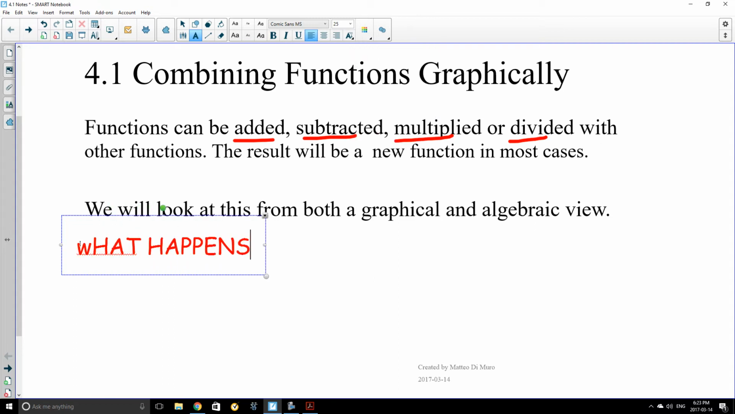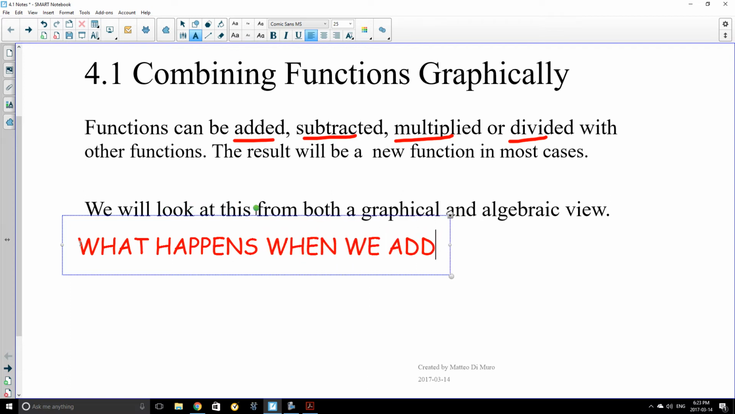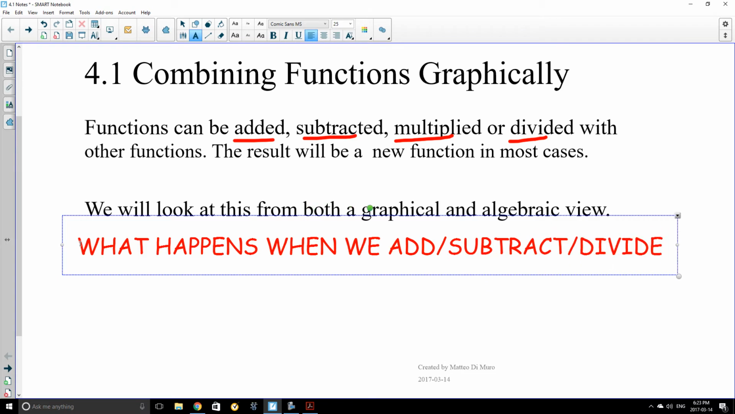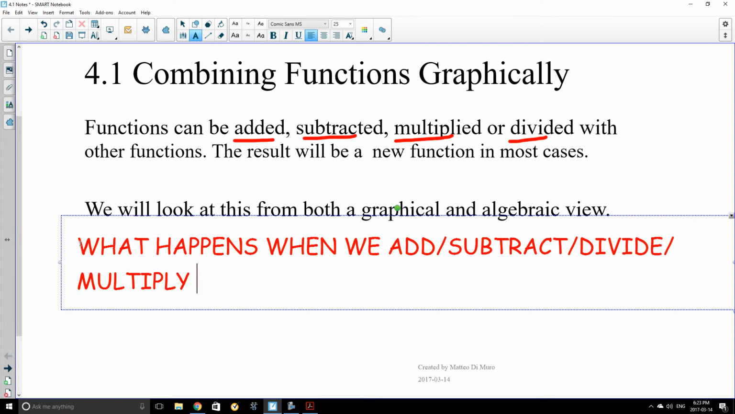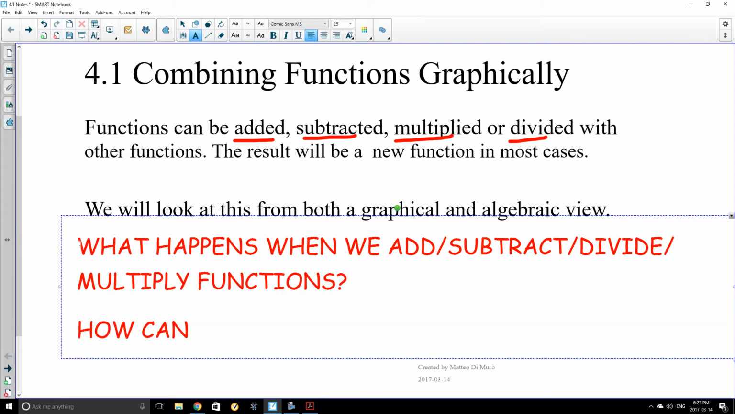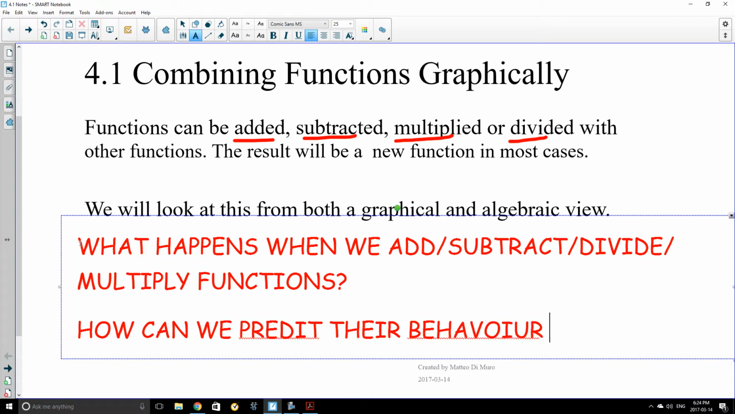Sorry about the caps lock. It's just the way I roll. How do you spell behavior? Let's go with that.